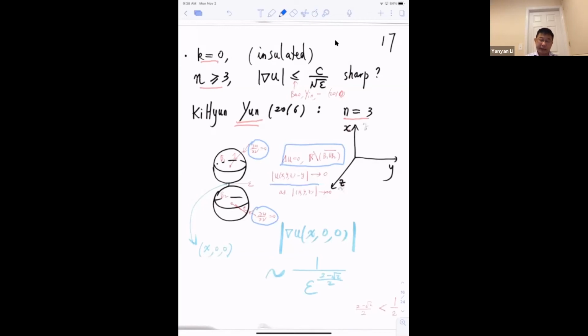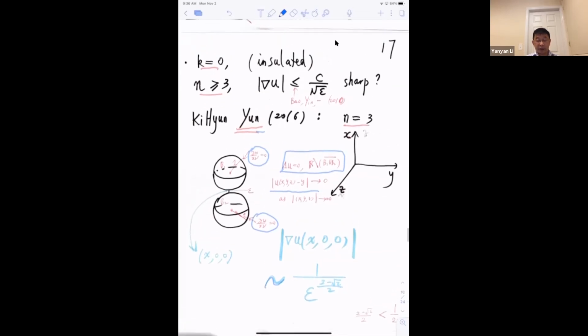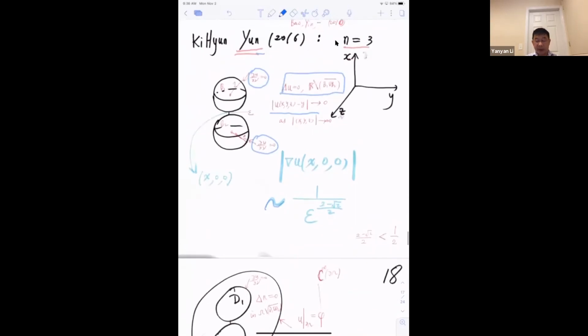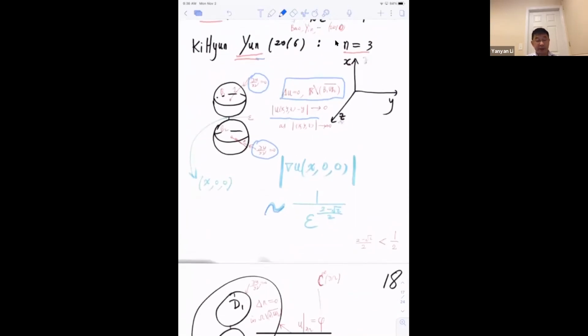And in that case, Yun showed both sides: the rate is not C over root epsilon. The rate is actually this number. So the rate is 2 minus root 2 divided by 2. So this number is less than 1/2. So it's better. It's not as bad as square root.